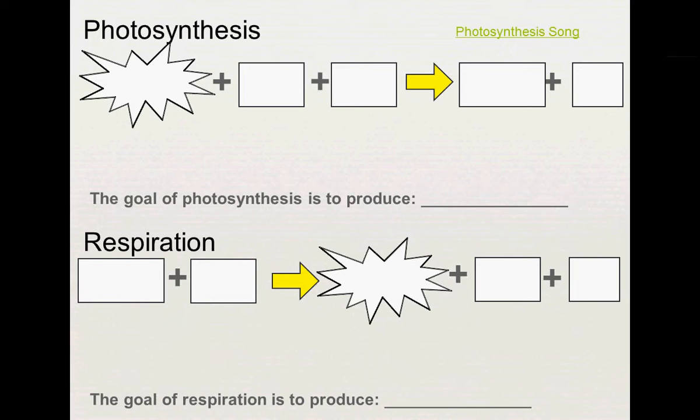this unit is cells. We started off by talking about microscopes. Then we went into cells and all the organelles. Then we went into cell processes. We talked about osmosis and diffusion. And now we're finishing up this unit with two more cell processes, photosynthesis and respiration.